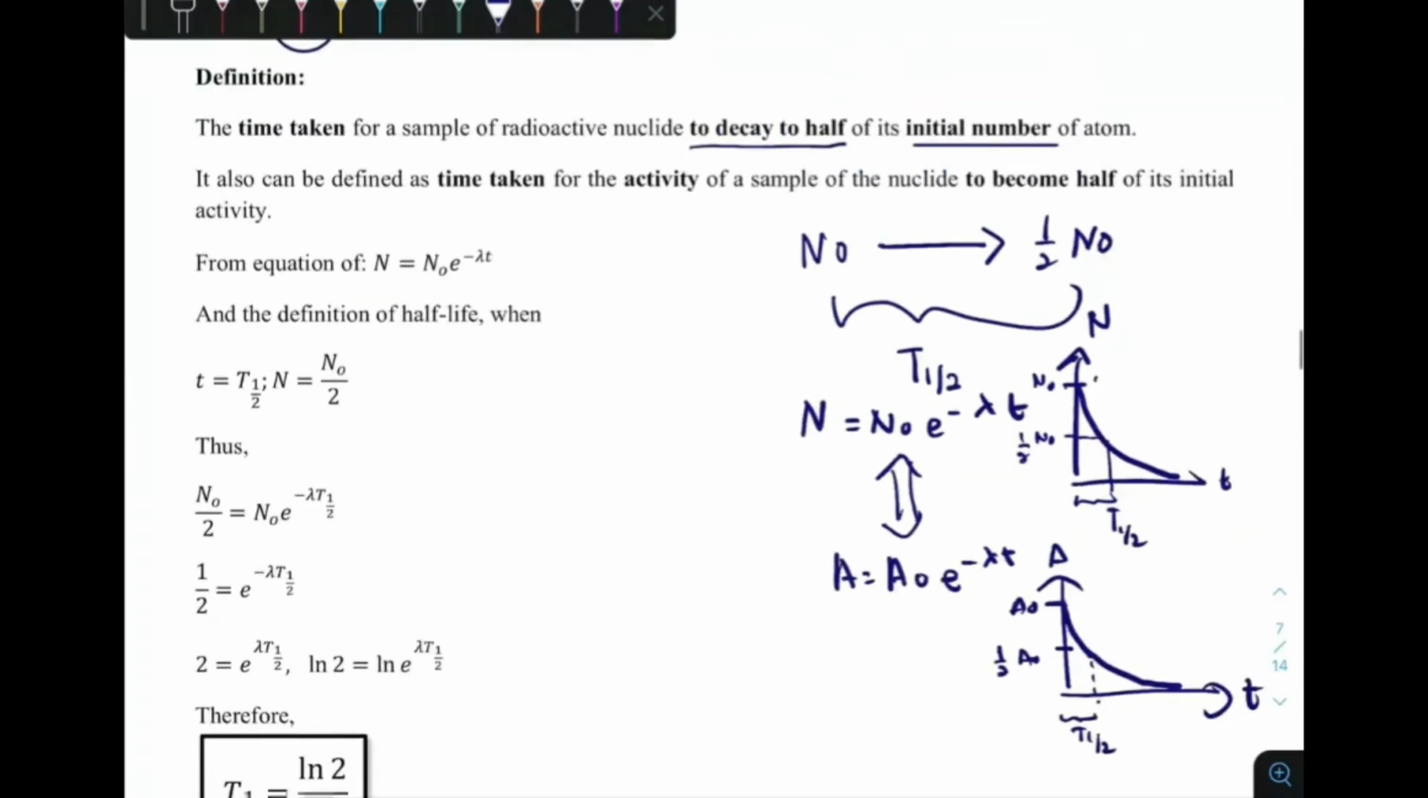Okay, sebab tu dia kata it can also be defined as the time taken for the activity of the sample of the nuclide to become half of its initial activity. Berkurang kepada dia punya initial, half of its initial activity.